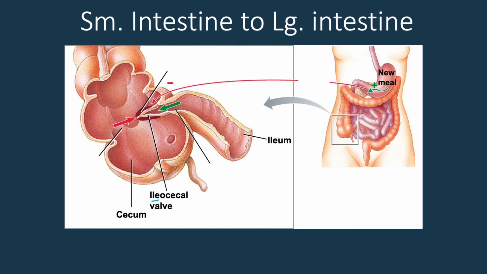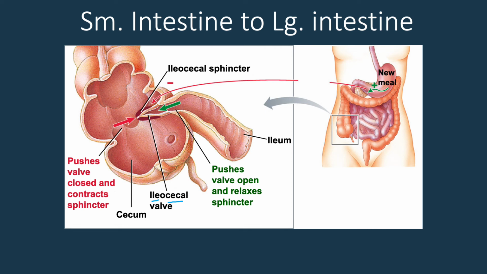So ileo for ileum, cecal for cecum. And this valve is very important because it prevents the bacteria-laden contents of the large intestine from contaminating the small intestine. The small intestine has really nutrient-rich content, and the bacteria would multiply rapidly. So this valve is under control, the ileocecal sphincter. Now, with a new meal, it's going to push that valve open and relax the sphincter as material moves through. Once in the cecum, it pushes the valve closed and contracts the sphincter.